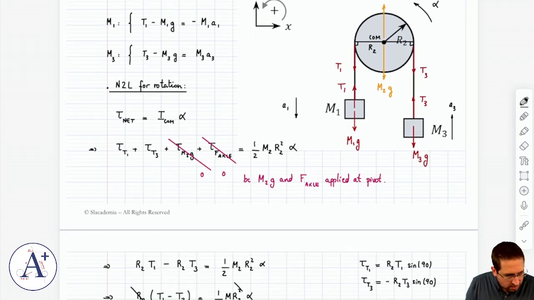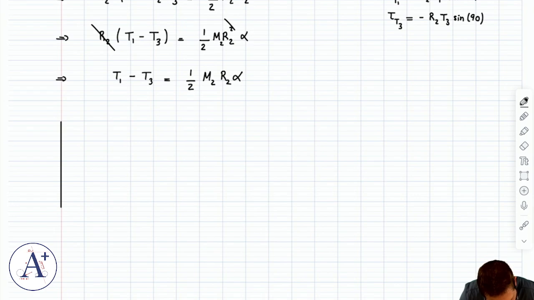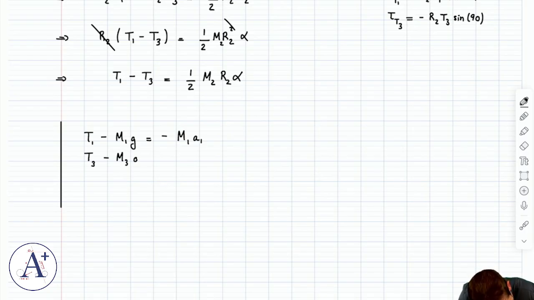So okay, we have equations. Let's just summarize what we have. We got T1 minus M1 G is equal to minus M1 A1. And then we have T3 minus M3 G is equal to M3 A3. And then we have T1 minus T3, sorry, is equal to 1/2 M2 R2 alpha.